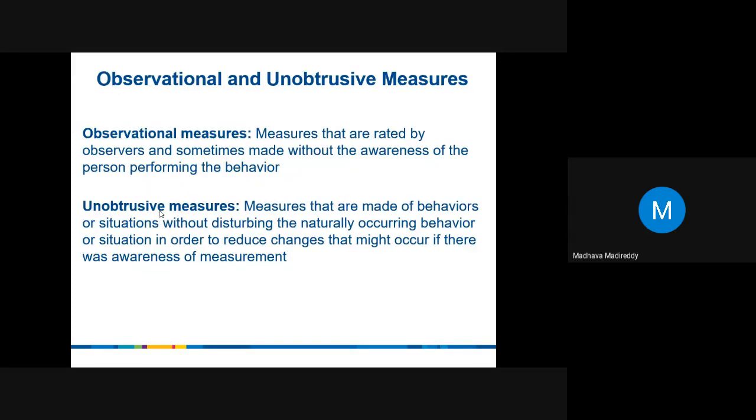So let's look at the difference between observational and unobtrusive measures. Observational measures are rated by observers, without the person's knowledge that they are performing the behavior. For example, I want to check how many of you are going to go to the gym every day. How many of you go to the gym right after the class? If I want to do that, I can ask you that question, or maybe if I don't trust you, I can do an observation to see how many of you are actually going, because the gym is right next door, so you can actually go and take a look.